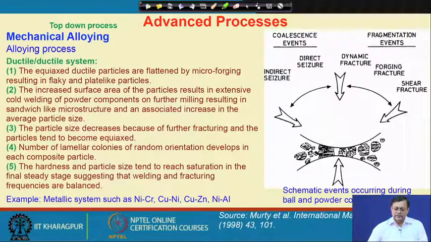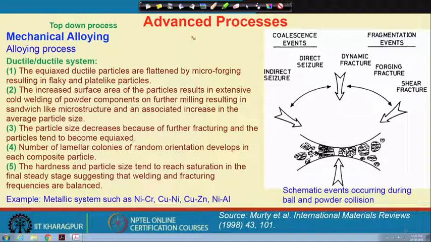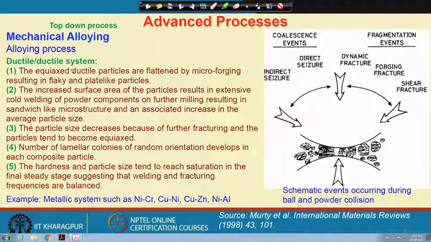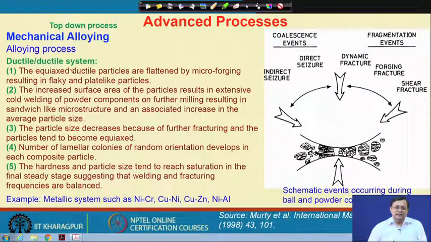Now, if we look at the mechanism of the process that controls this mechanical alloying, we must consider some of these systems. So, let us consider that I have a ductile system. Here I am not at all talking about the milling media as ductile. I am talking about the powder particles being ductile. So, I have two particles of two different chemistries which are ductile in nature. So, what could be the sequence of operations that goes on?